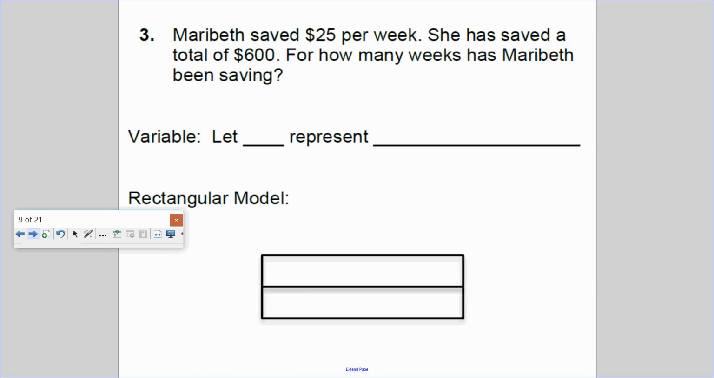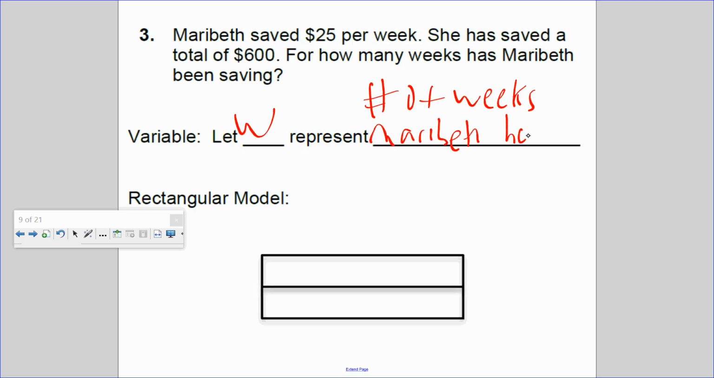So, number 3, Meredith saves $25 per week. Every week she saves $25. She saved a total of $600. For how many weeks has Meredith been saving? But we don't know W, the number of weeks Meredith has been saving. Do we know how many weeks she's been saving? No. But let W represent the number of weeks Meredith has been saving. So you save a total of $600.